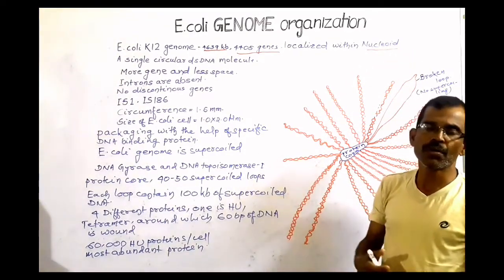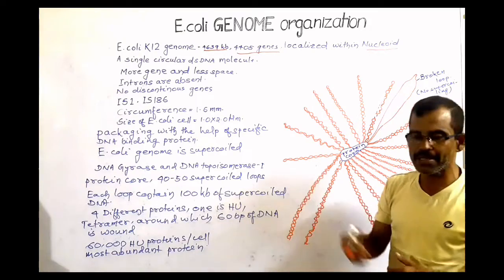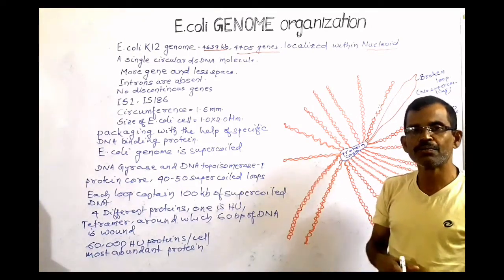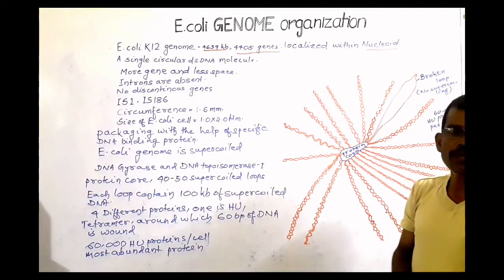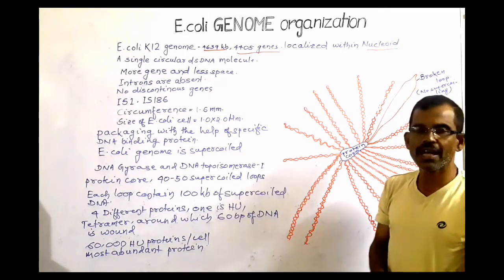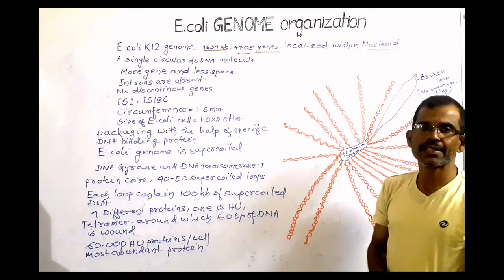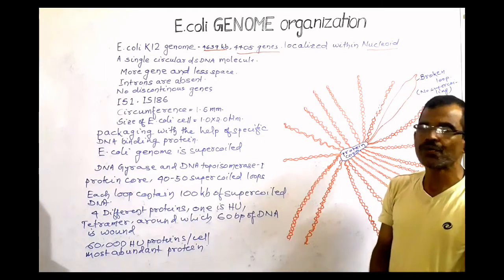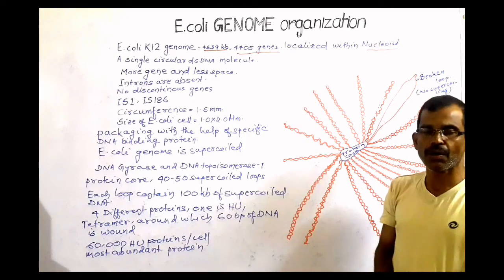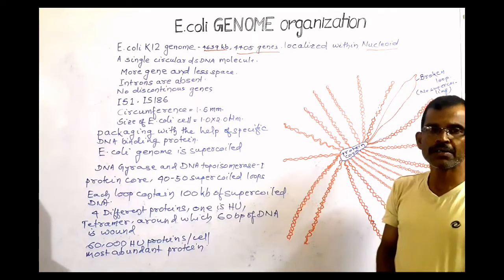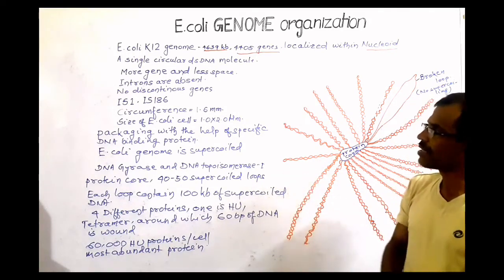Comparing with the genome of eukaryotes, in E. coli there are more genes and less space, whereas in eukaryotic genome there is more space and a smaller number of genes. In the genome of E. coli K12, introns are absent. What is an intron? Introns are the non-coding sequences that are present in the genome of eukaryotes. E. coli has no discontinuous genes at all. Discontinuous gene means the gene which contains both coding sequence and non-coding sequence.